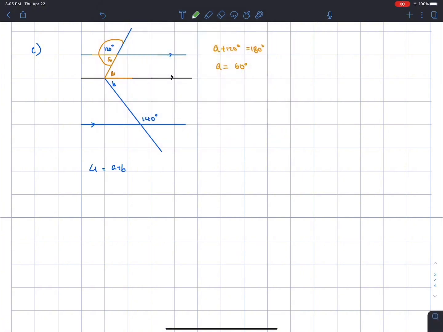And then I see a C pattern here. So I can say B plus 140, their co-interior angles, must be 180. So B equals 180 minus 140, and B equals 40. Now my angle 1 is just A plus B. So A is 60 and B is 40. So I should get 100. And that's my answer. Angle 1 equals 100.